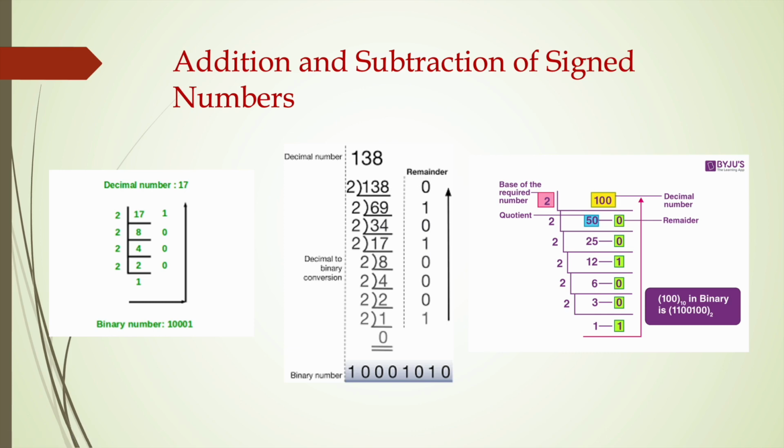in a binary format. But how to represent negative numbers? We have three different ways of representing negative numbers. One is signed magnitude representation, one's complement representation, and two's complement representation. Out of these three, the computer will mostly use two's complement representation for negative numbers.